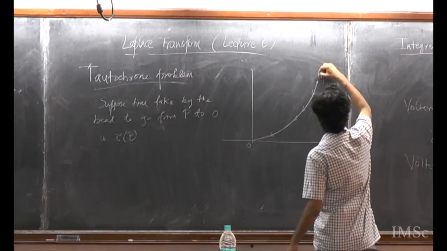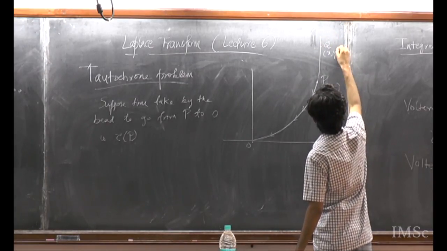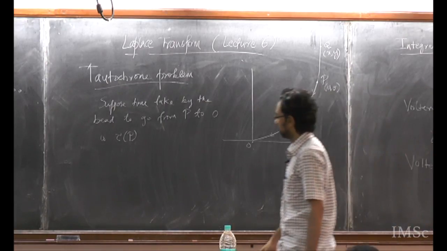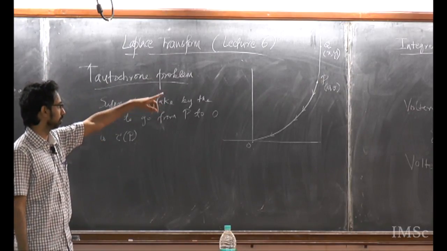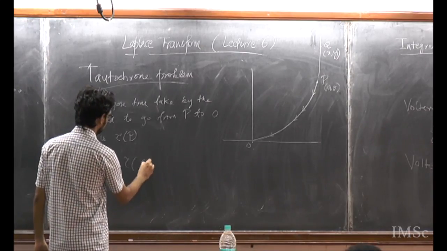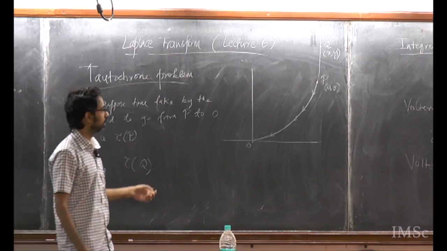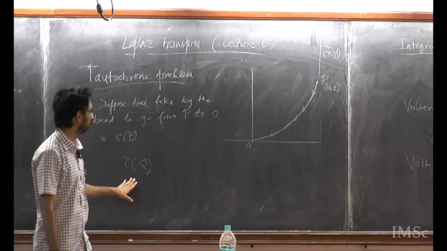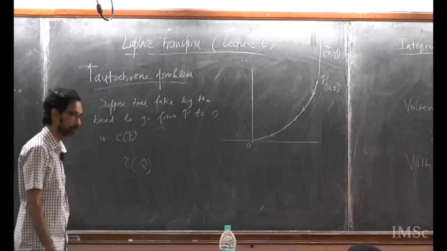Suppose Q (x, y) is another point on the curve. So what will be the time taken for the bead to go from Q to O? It's just tau of Q. In this notation, the time taken by the bead to come from Q to O is tau Q. The time taken by the bead to come from P to O is tau P.